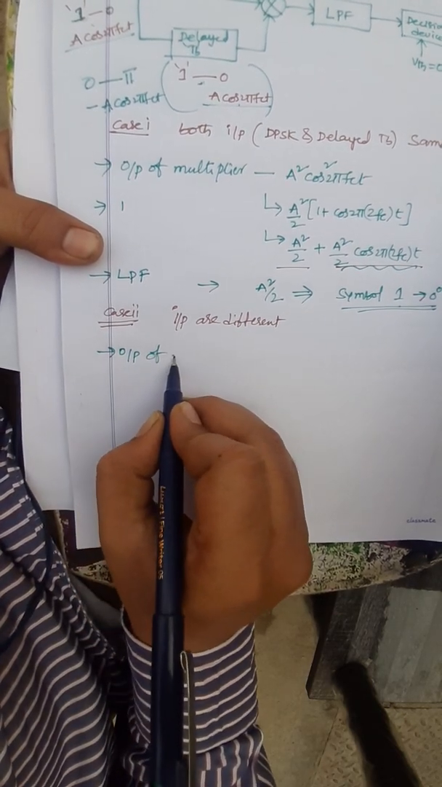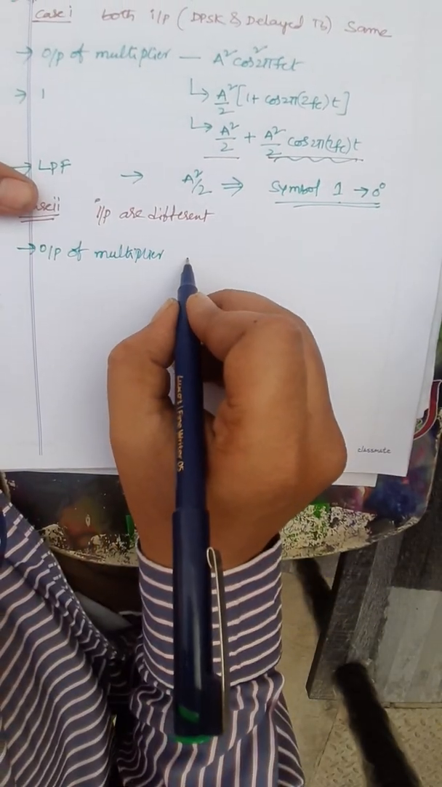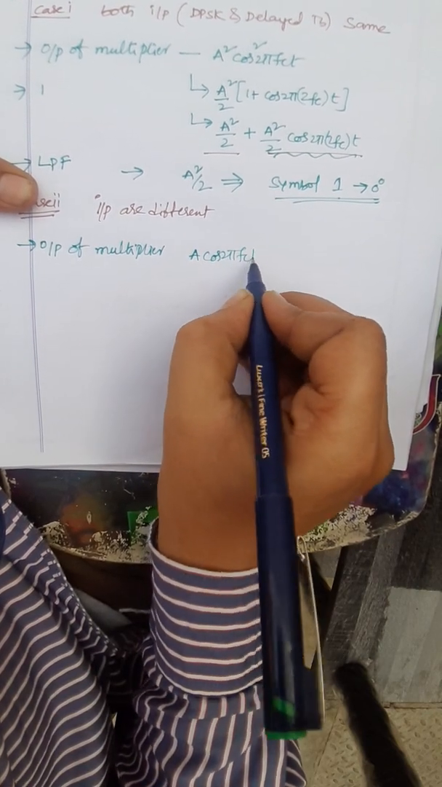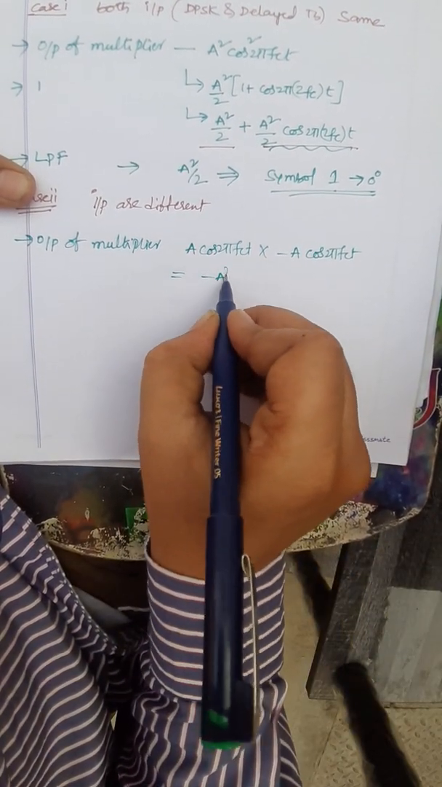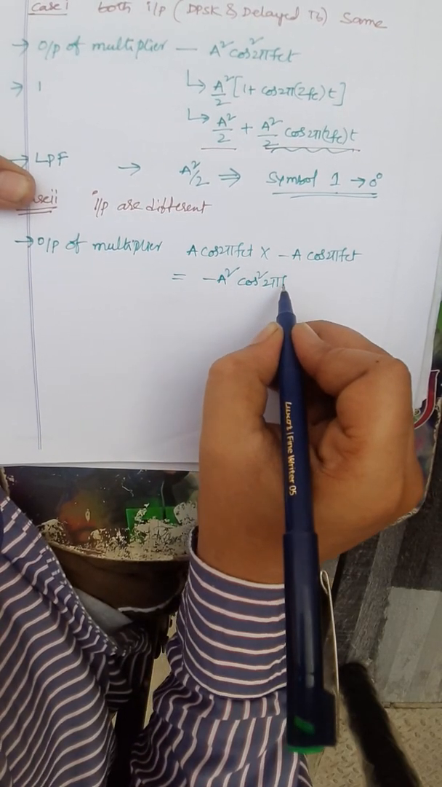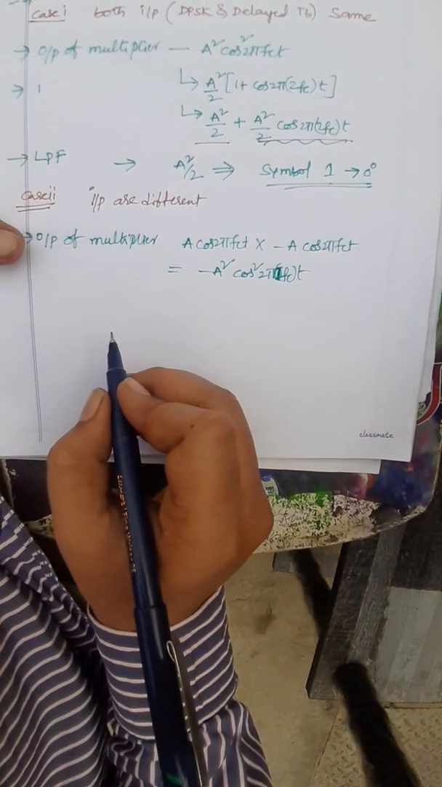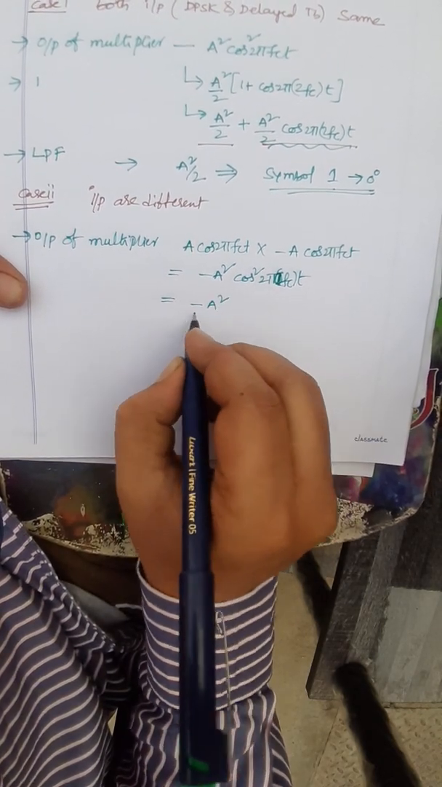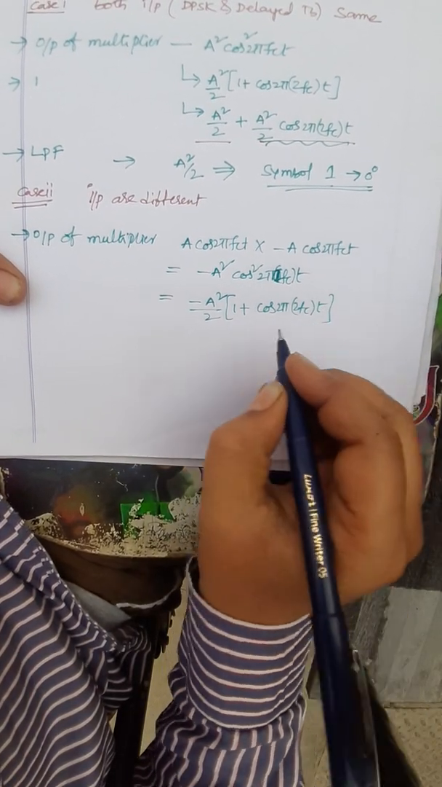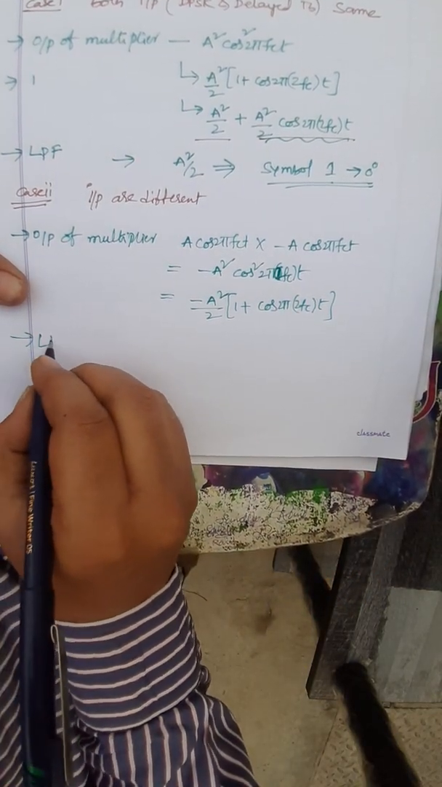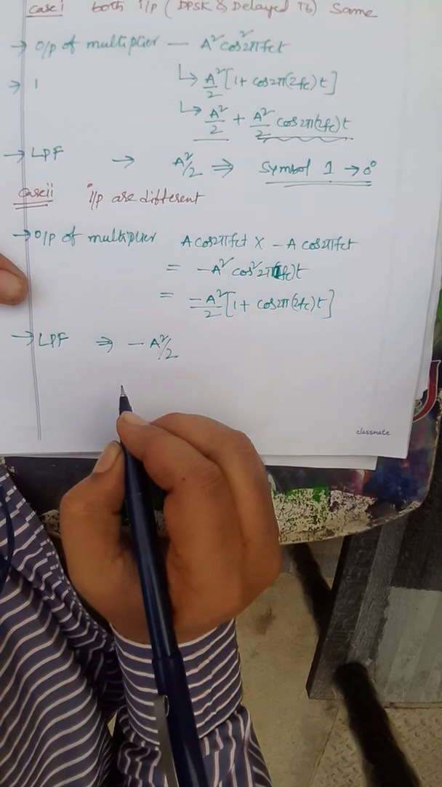The output of the multiplier is, see here, A cos 2 pi FCT into minus A cos 2 pi FCT. So it becomes minus A square cos square 2 pi FCT, right. Now again I am writing this one, this can be written as minus A square by 2 into 1 plus cos 2 pi 2 FCT, right. This is also passed through the low pass filter. Here I am getting the output of the low pass filter as minus A square by 2, right.